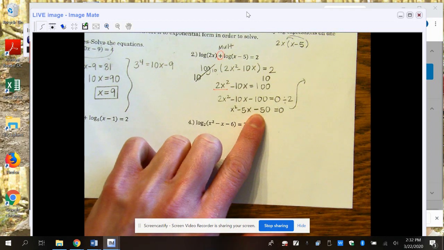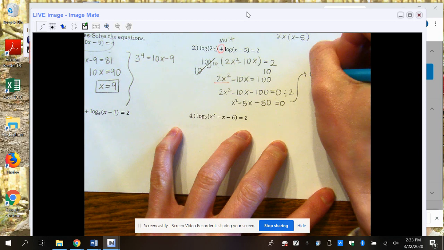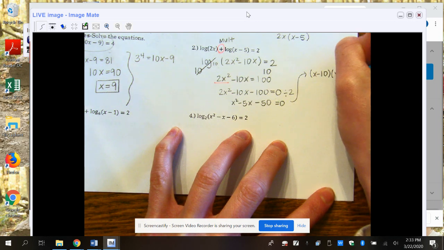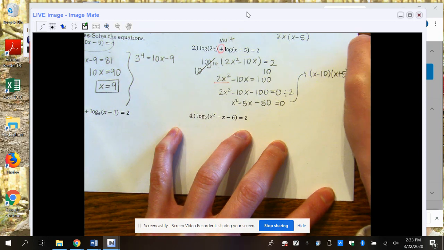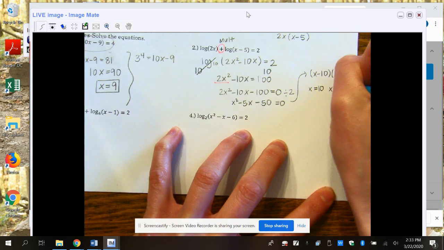The two numbers that multiply to negative 50 and add to negative 5 would be negative 10 and 5, which would make our possible solutions 10 or negative 5.